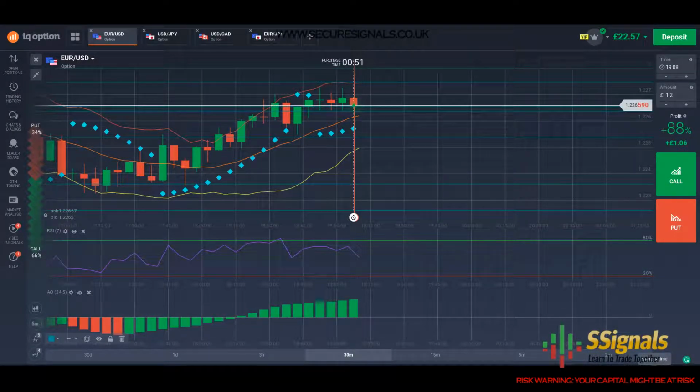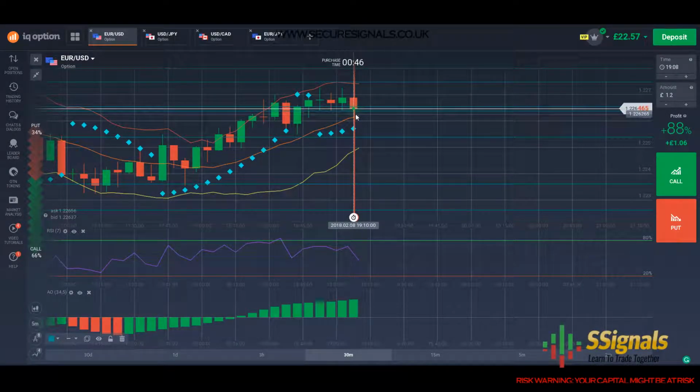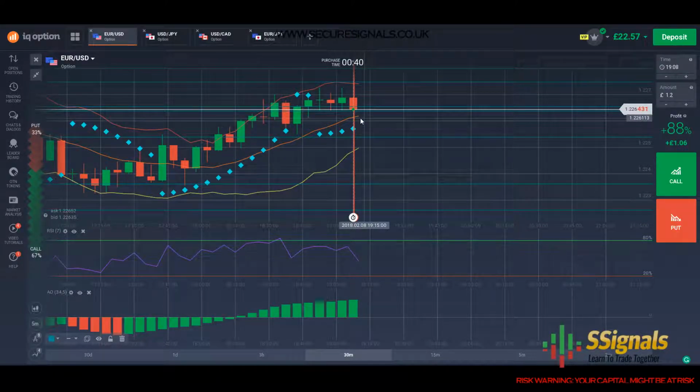We'll see how this candle closes. If it closes below here, if it closes beyond these lines, I'm going to enter for a 5 minute put for the final 5 minutes of the 15-minute candle, and hopefully it should close into the money. So let's look at the next pair.